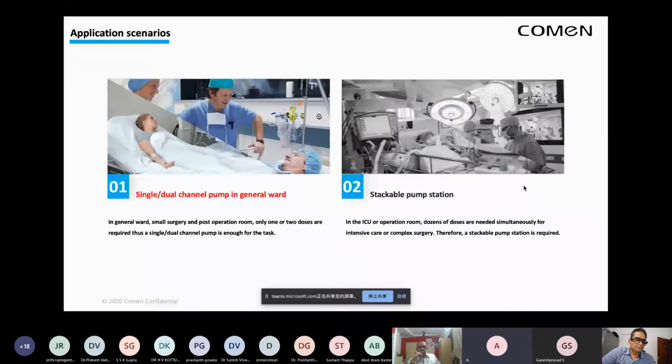As for applications, single and dual channel are, as we introduced, for the general ward and small surgical cases; basically they are enough for the requirement. But for the operating theater rooms and the ICU, we mostly need the syringe workstations. During surgery, different drugs and more kinds of drugs may be needed in the ICU and operating theater rooms. So at that time, a syringe workstation is a must, especially in big surgical cases.